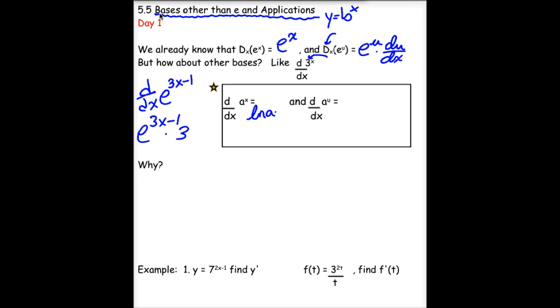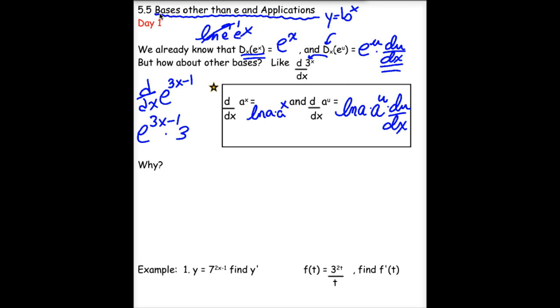This is ln a times a to the x. By the way, that works for your e as well. If you were to think of, well, it's ln e times e to the x, ln e is 1. So it holds for all bases a, where a is a constant. Likewise, my derivative with respect to x of a to a function of x, it's still going to be ln a. It's still going to be a to that function, and then you can probably guess it's going to have the derivative of u with respect to x. And they're pretty easy to use, but I don't like to just give it to you like that. I want to prove it.